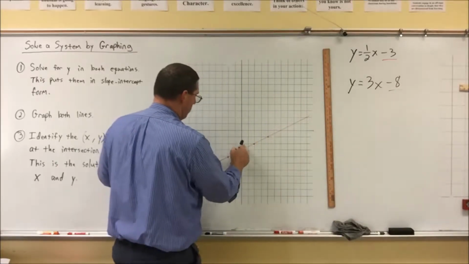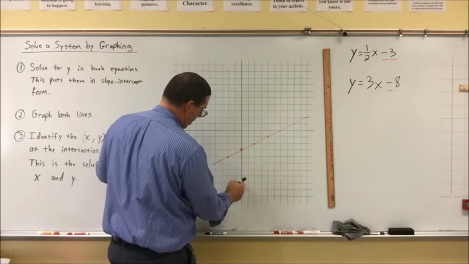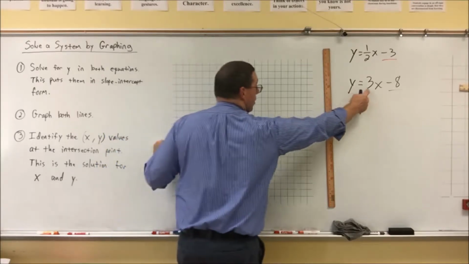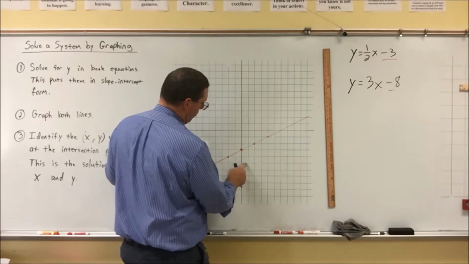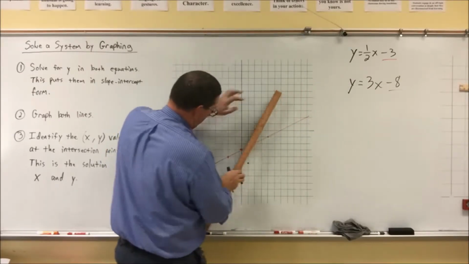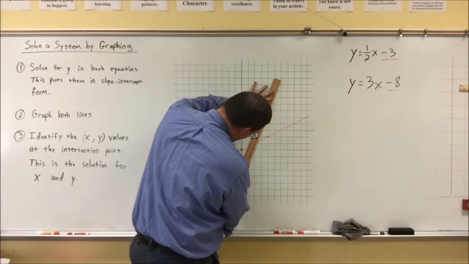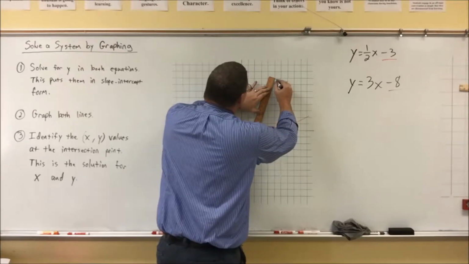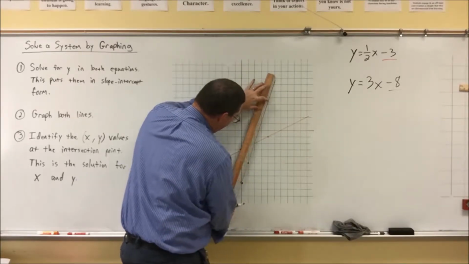So we'll go to 1, 2, 3, 4, 5, 6, 7, 8 right here. And then our slope is positive 3. So that's up 3 over 1. 1, 2, 3 over 1. Okay. And so let's line those two up, draw our line, and it looks like these two lines are crossing.